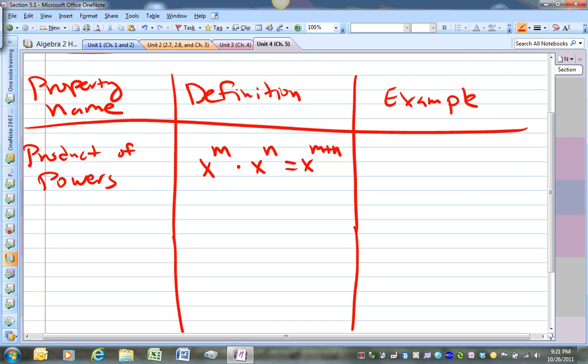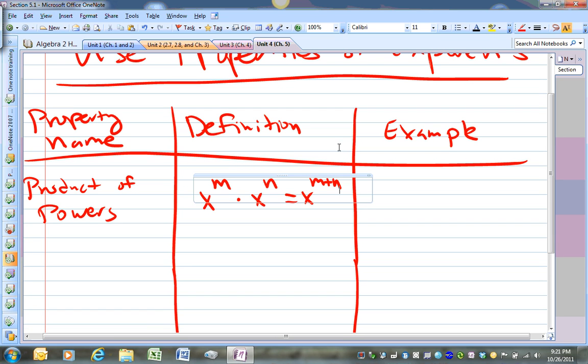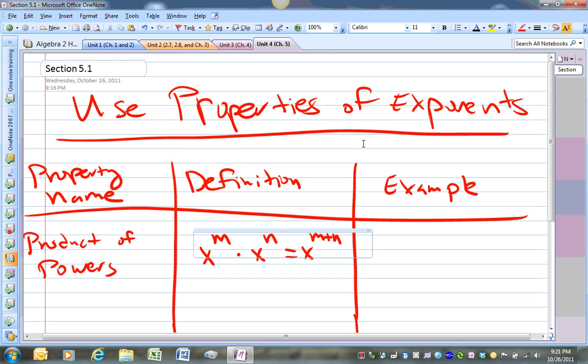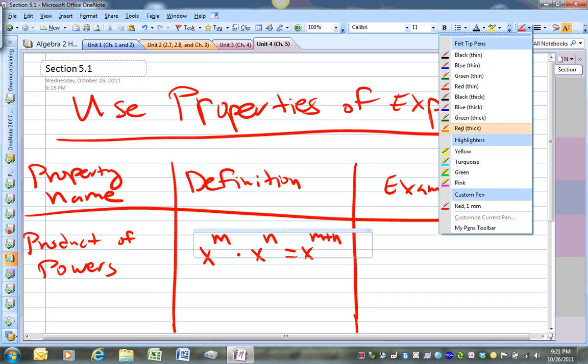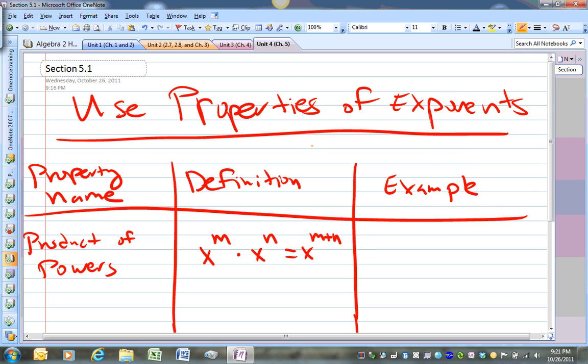And by the way, I should actually backtrack here. When you have something like this, this whole thing is called a power. That right there is the base. And that right there is the exponent. So x to the m, the whole thing is called a power. X is the base, m is the exponent.